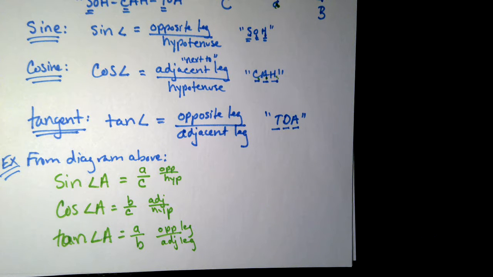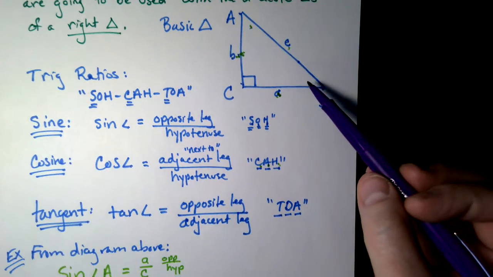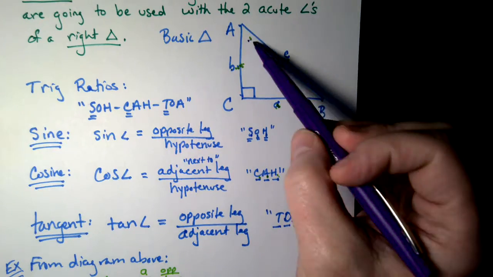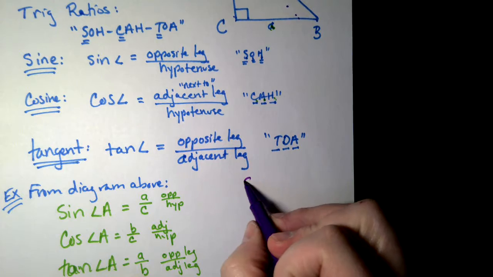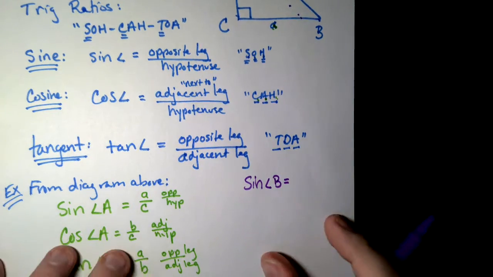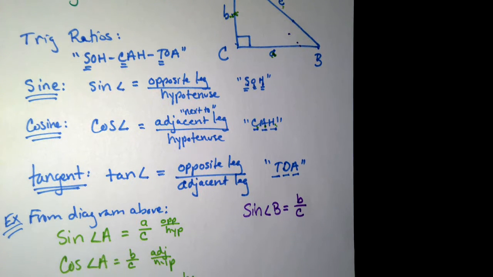Opposite over adjacent. Now, that was all using angle A at the top. What if they ask the same questions about angle B? They're going to ask about one of the acute angles, either angle A or angle B. So if I did ask sine of angle B, take a minute, it would be which letter over which letter? Sine of angle B, take a look at it. It would be b over c.